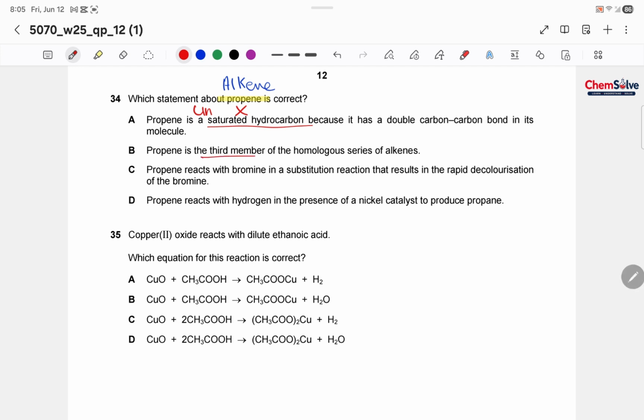Propene is the 3rd member of the homologous series. No, it is the 2nd member of the homologous series. The first is ethene and the next is propene. Propene reacts with bromine in a substitution reaction. Not really. Propene reacts with bromine in an addition reaction. The reactions of alkenes are addition reactions. So this statement is incorrect again. Propene reacts with hydrogen in the presence of nickel catalyst to produce propane. Yes, this statement is the correct one.